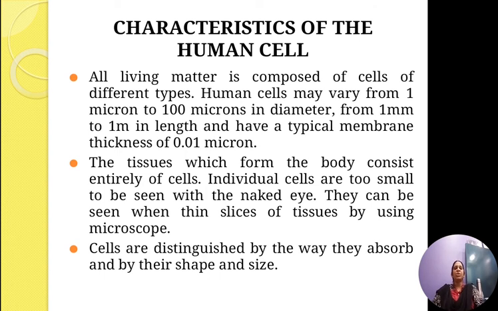Cells are distinguished by the way they absorb stains and by their shape and size. As I told you earlier, the cells provide structure to the body. They take in nutrients from the food, convert those nutrients into energy, and carry out specialized functions.